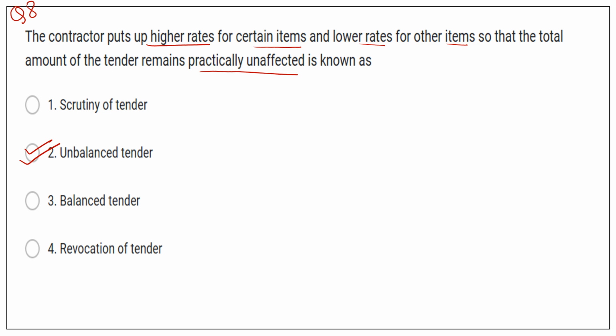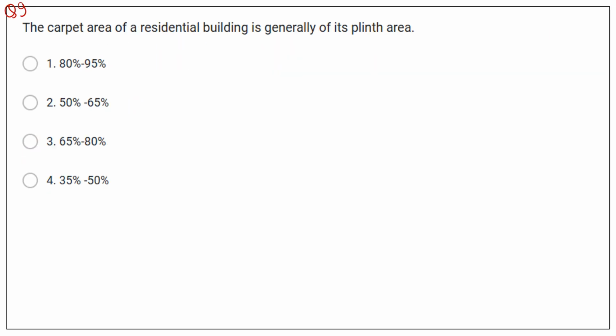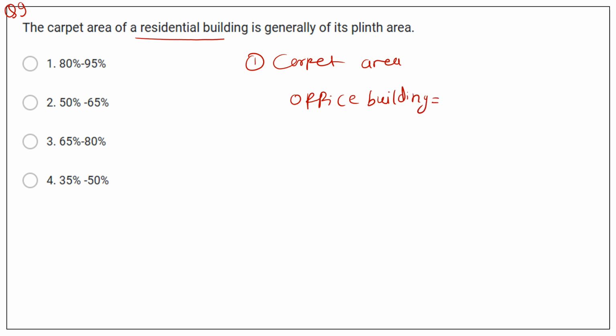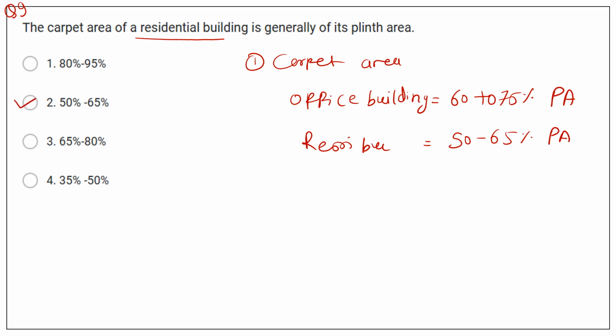The next question. Question number 9. The carpet area of residential building is generally blank of its plinth area. Carpet area for office building is 60 to 75% of plinth area. And in case of residential building, the area is 50 to 65% of plinth area. So here the second option is correct, which is 50% to 65% of its plinth area.